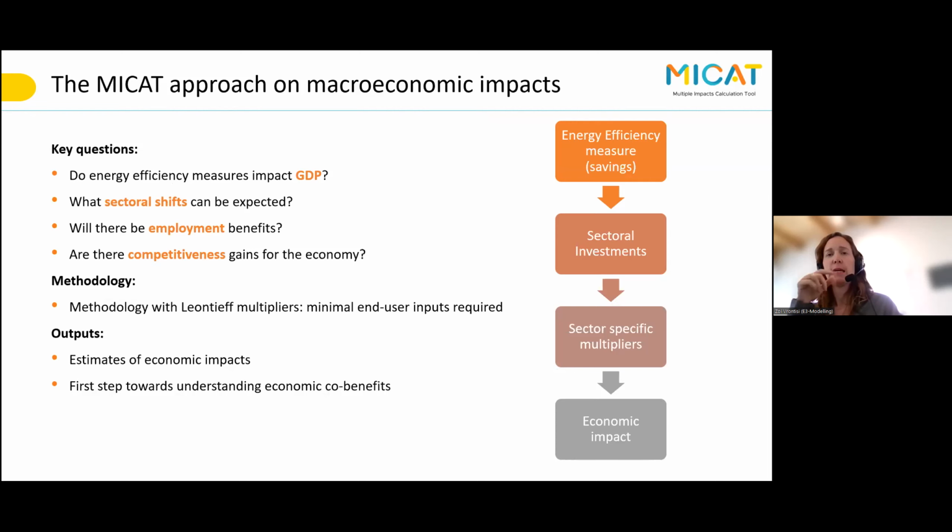We'll explain the methodology in more detail in the next slides, in order to be able to replicate this process and be able to have these tools easily used by the wider public and the users. So we try to have, let's say, the least resources possible in order to actually achieve the estimates of economic impacts and give this first step towards understanding the economic co-benefits.